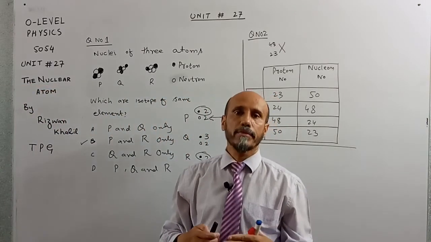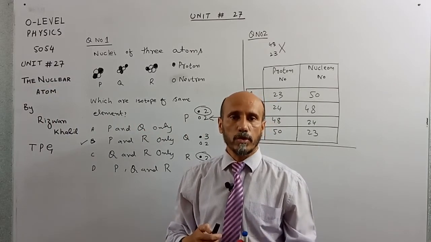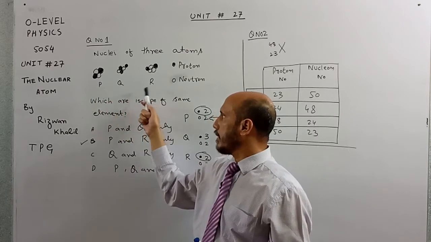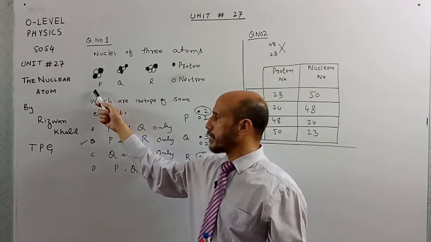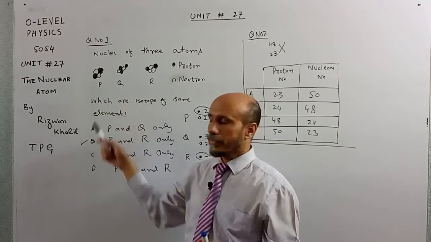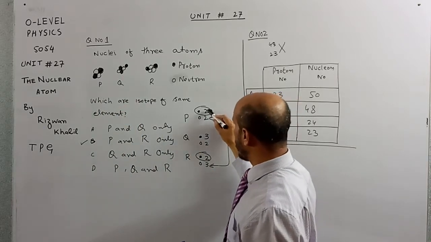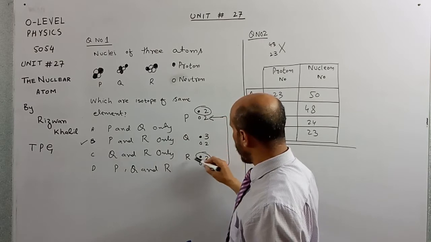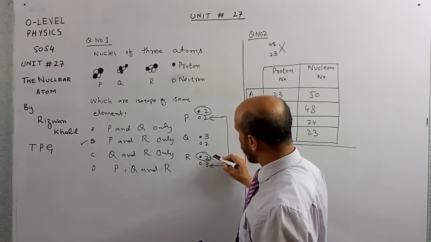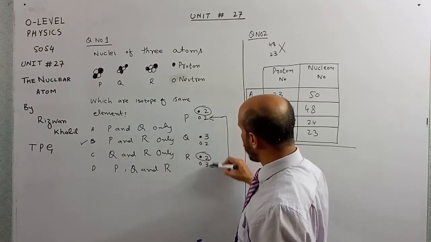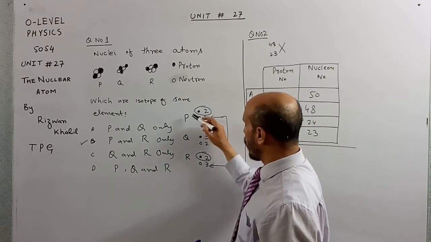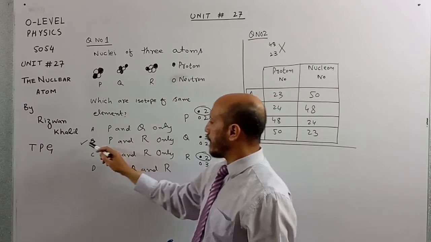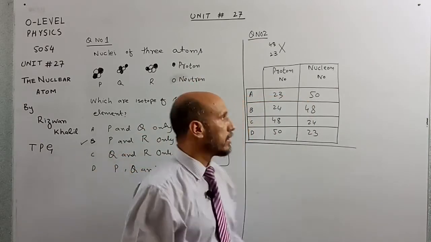So again, look here at this example. First of all, we have to count the number of protons in atom P, Q and R, and number of neutrons as well in atom P, Q and R. Then we will compare that P has 2 protons and R has also 2 protons, and they are having different number of neutrons. So P and R, the isotopes of that nuclei, that is option B is the correct answer.